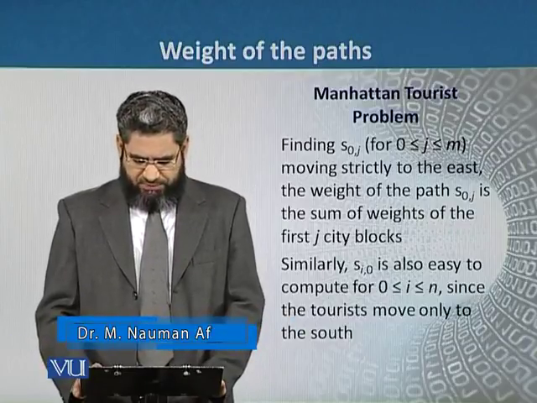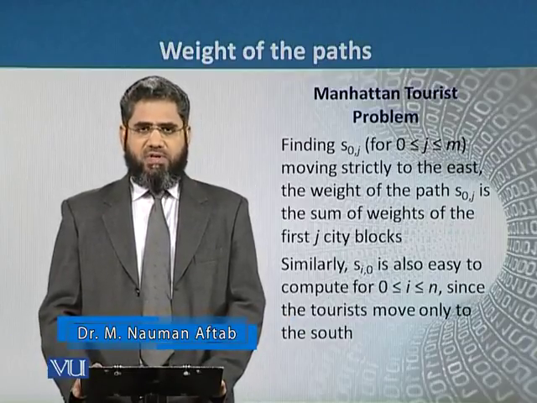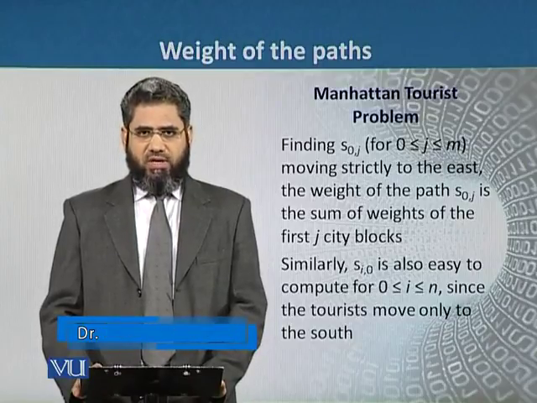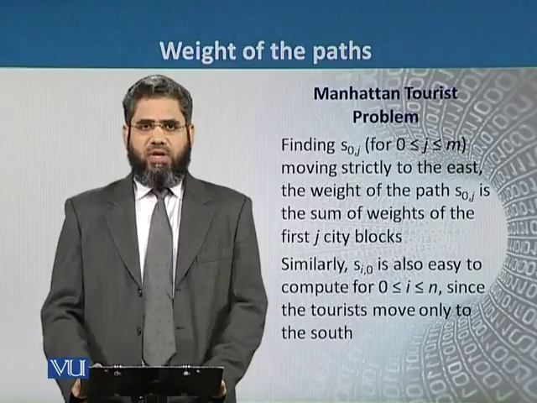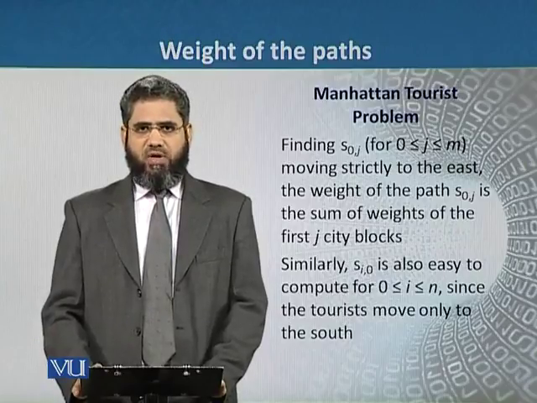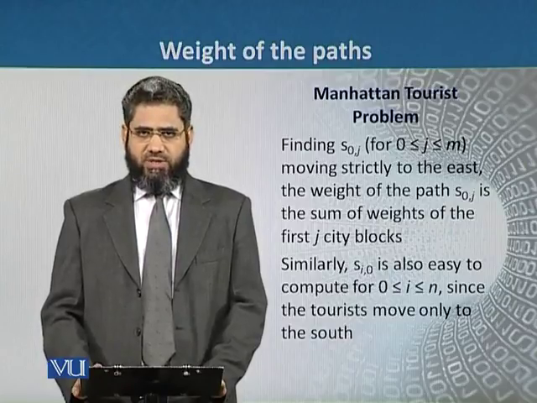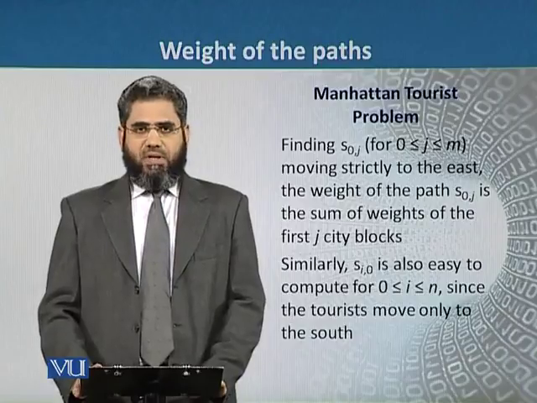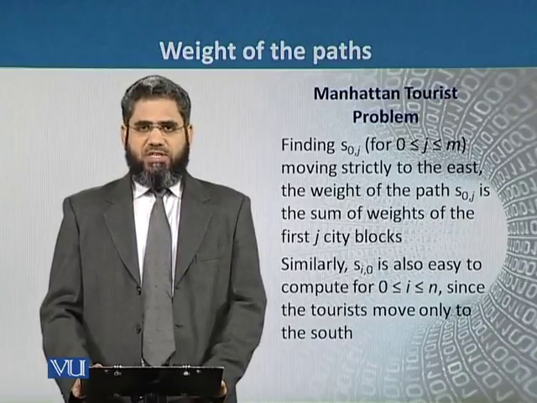So he or she has to move in the east direction. And in this case, we can find the value of S0j, and when the tourist moves in the east direction, the value of S0j will be the sum of all the values of the grid's edges. And first, we will find the value of j city blocks.